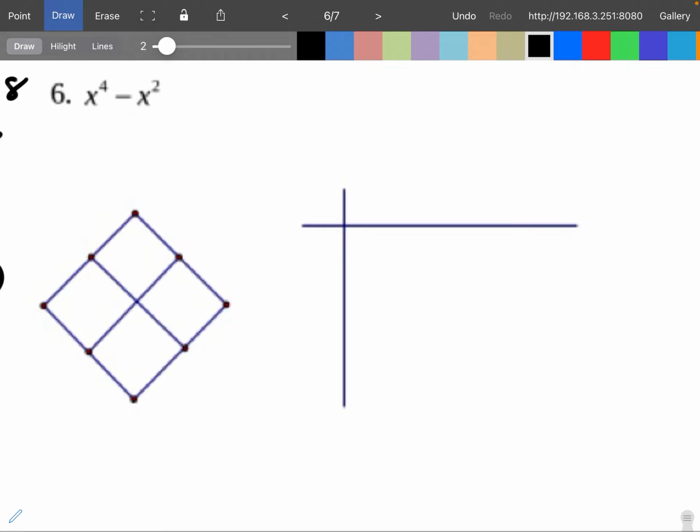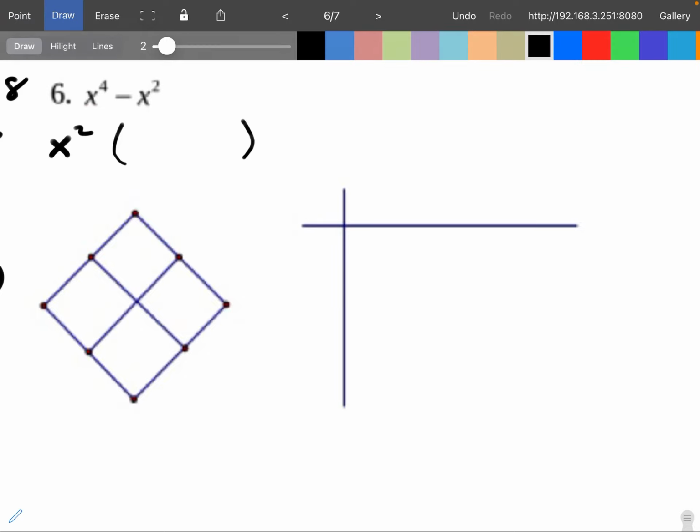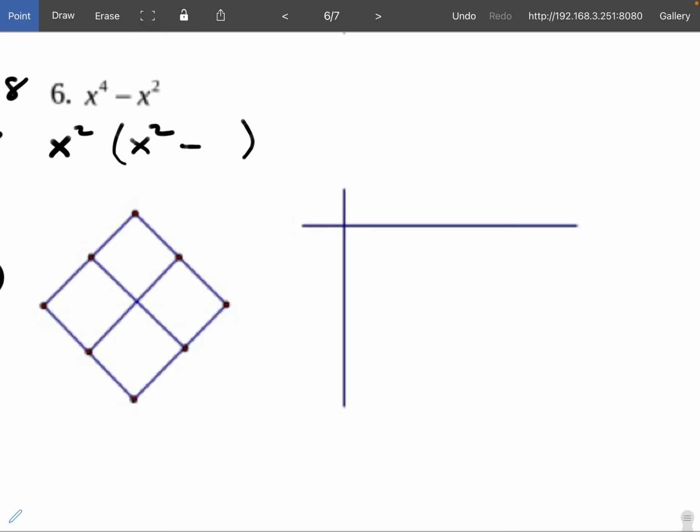So this one, is there a greatest common factor? Remember at the top of the page, the notes say always look for a greatest common factor first. Is there a greatest common factor on number 6? Is there an x in both terms? Yes. What's the lowest power that it appears to? 2. And then we're going to fill this in by doing the distributive property backwards, right? So x squared times what would give you x to the 4th? X squared.